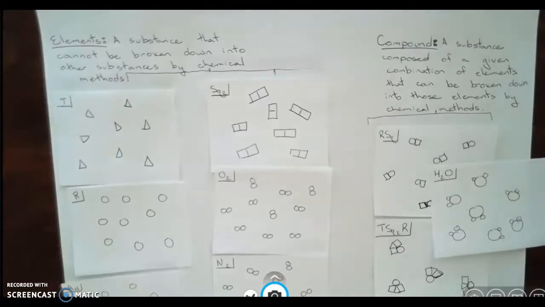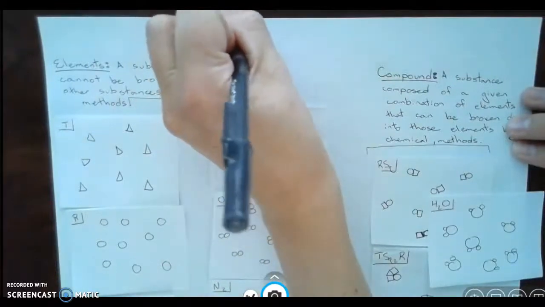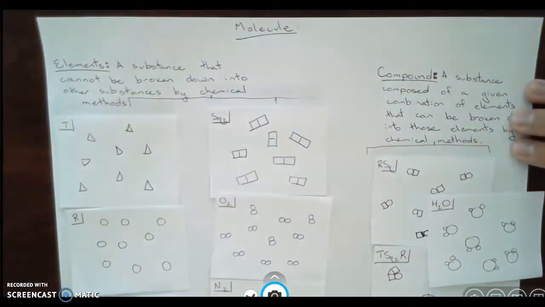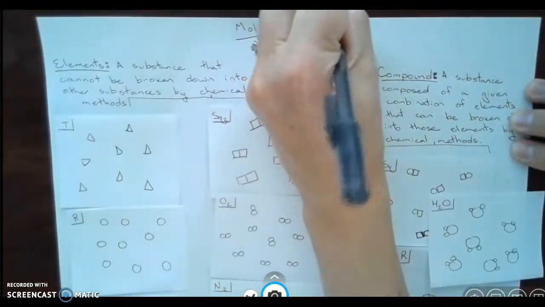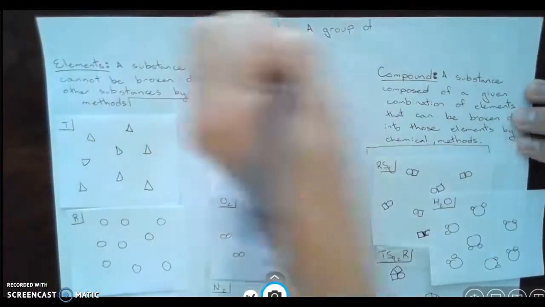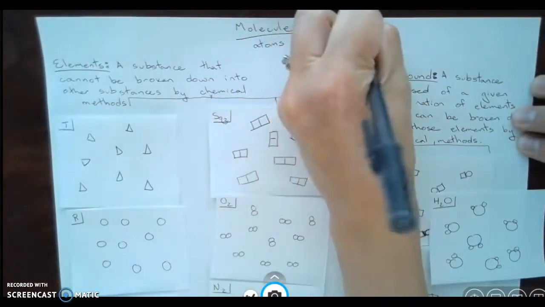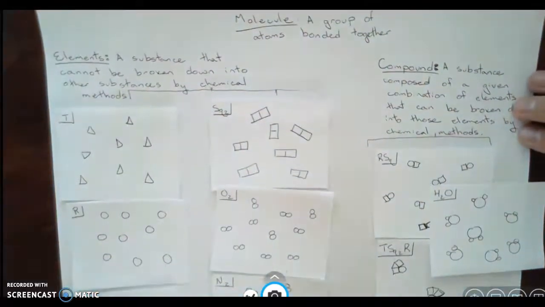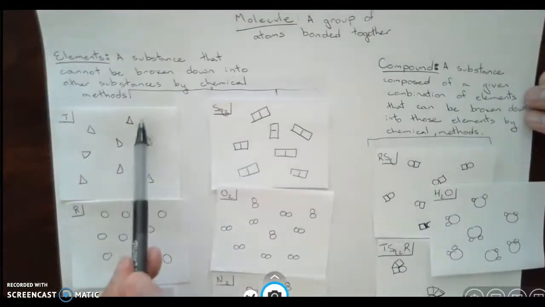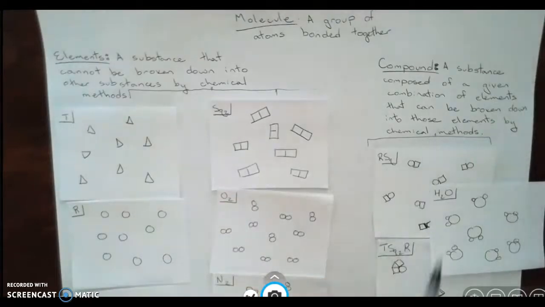However, we have a kind of generic term that I need to make sure that you're familiar with, and that is a molecule. All right, so a molecule is a group of atoms bonded together. So if we look at what we have here, well, these over here, they're not bonded together. They would be right next to each other if they were. These are bonded together, and so are compounds.